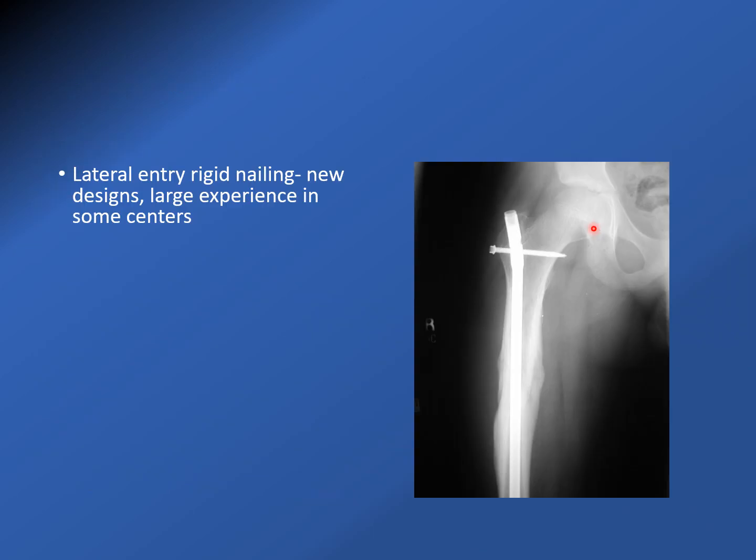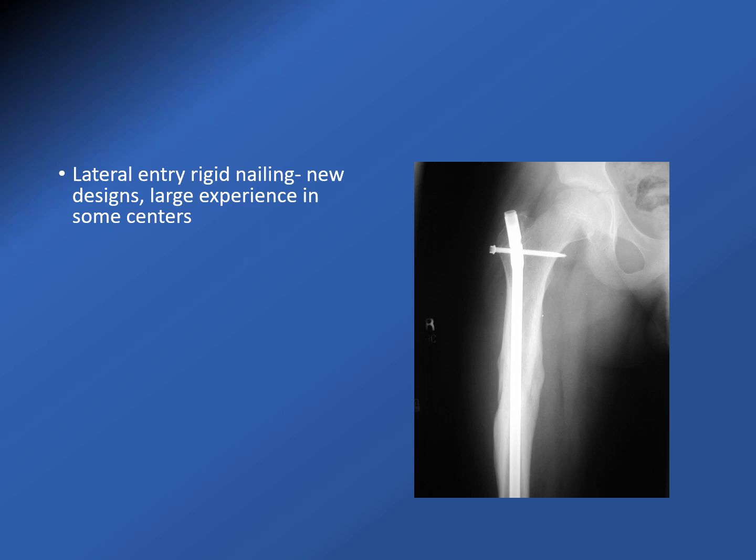Here is one of my pediatric patients. You can see the growth plate here and here. He had an unstable femur fracture, so we decided to use a rigid nail, and the new design is called the lateral entry nail. The lateral entry nail doesn't start at the piriformis, which is extremely close to the blood supply, and doesn't start at the tip of the greater trochanter. It goes even further away, from the lateral part of the greater trochanter, to stay away from the blood supply, and with the new designs these are very safe regarding the blood supply.